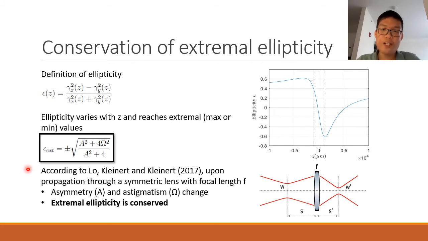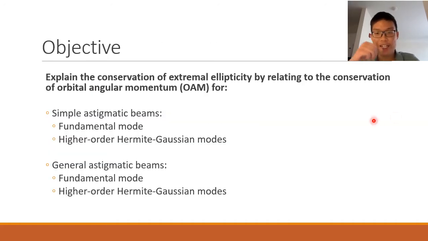So why should we care about this parameter? Interestingly, previous research has proven that when an astigmatic Gaussian beam propagates through a symmetric lens, as we expect, a lot of parameters will change, like the asymmetry and the astigmatism. But there's one thing that will remain constant, which is the extremal ellipticity. This is fascinating because it proposes a whole new class of propagation invariant. But in physics, there are only certain things that remain conserved, like energy, linear momentum, or angular momentum.